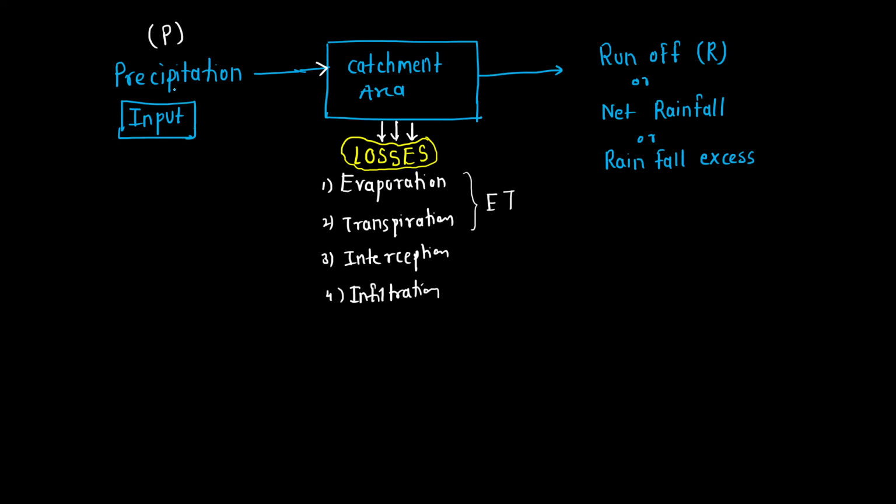Up to now we have studied precipitation, how to measure precipitation and other things. Now we are going to start the catchment losses, starting from evaporation, then transpiration, interception and infiltration. Once we understand precipitation and the losses, we can get the value of runoff.